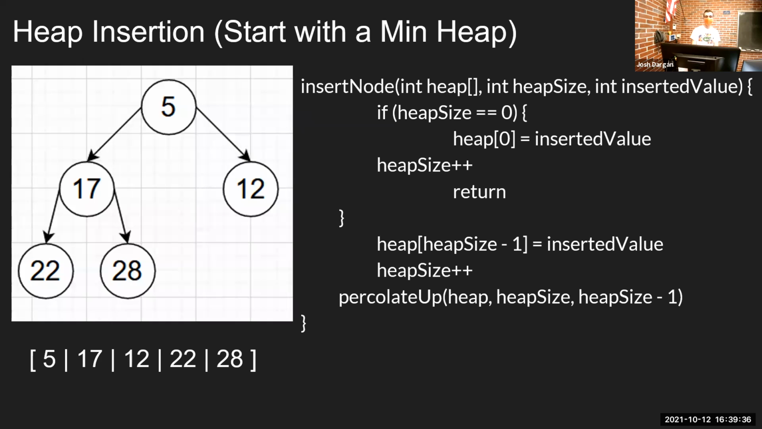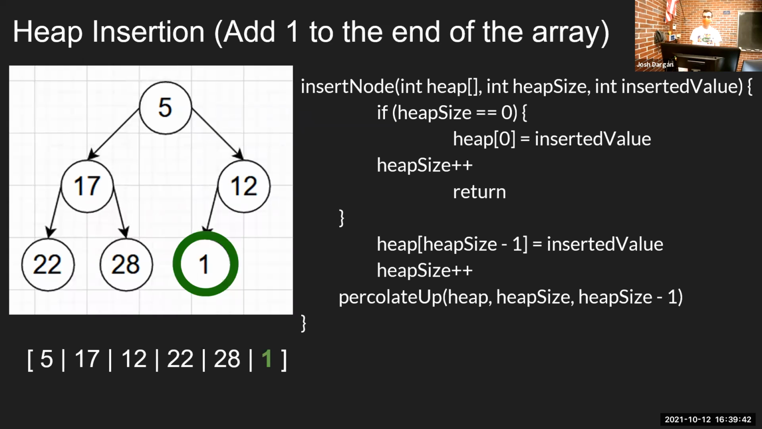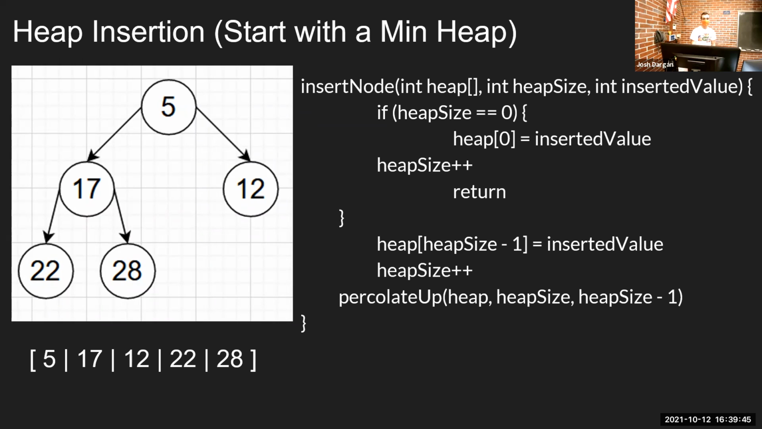And here's an example of heap insertion. I should mention that this pseudocode does not do the doubling of the array, like you might see when you're actually implementing it, but this is just more general pseudocode. So first, you want to check the edge case where the heap size is equal to 0. And if so, then we want to assign the first value to be the inserted value, and then we increment the size of the heap.